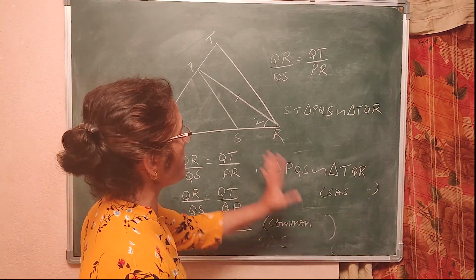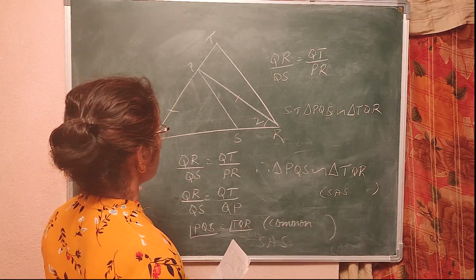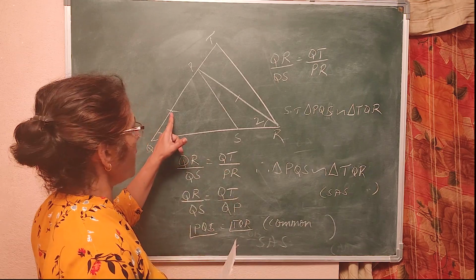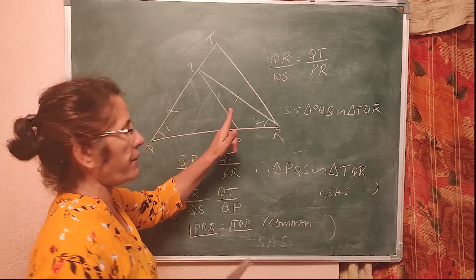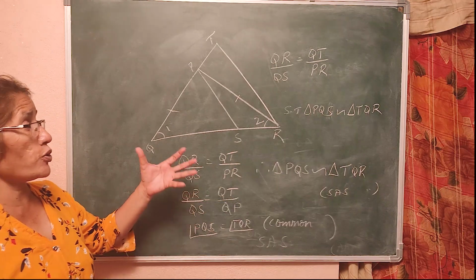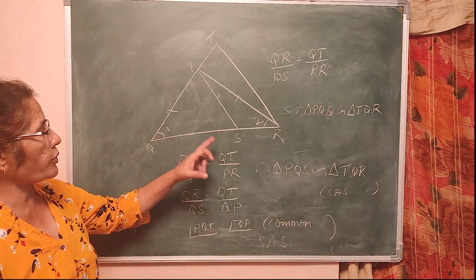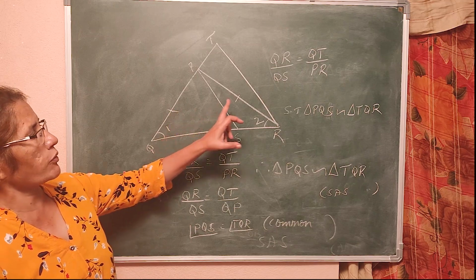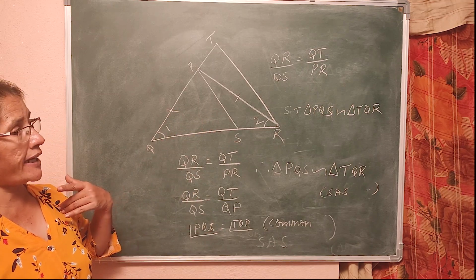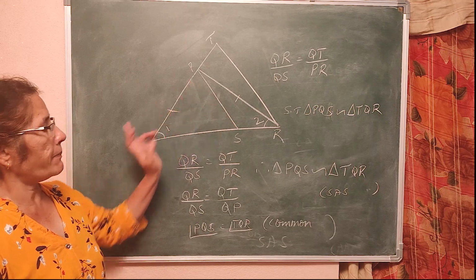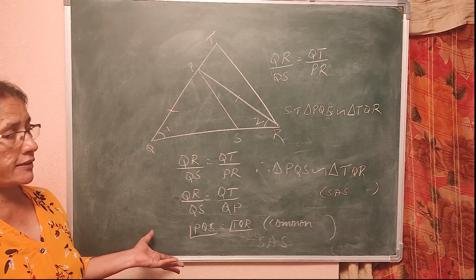So what criteria? SAS criteria. You have to remember angle 1 is equal to angle 2; immediately write it down, it may be useful later. Angle 1 is equal to angle 2, therefore PQ is equal to PR. That's what I did. I replaced PR with PQ and I got the answer.